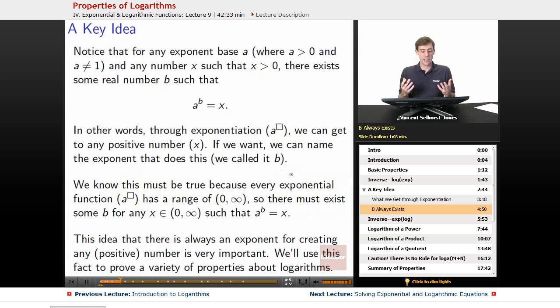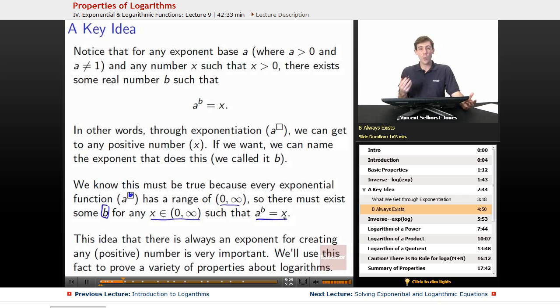So we know this has to be true because every exponential function, a to the something, has a range of 0 to infinity. We've talked about this before, and you can see it in the graphs of it. So since it has a range of 0 to infinity, since any number can come out of it as long as it's a positive number, then there has to be some b that will make that number between 0 and infinity. So for any x contained in 0 to infinity, for any positive number x, there has to be some b that when we plug it in here, we will wind up getting a to the b equals x. We will wind up getting that x when we plug it in.